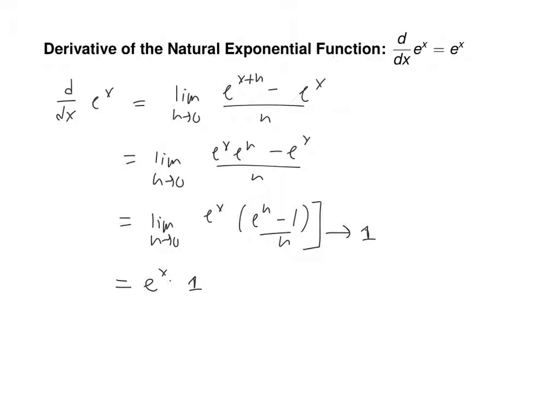So this is the only function that has this property. 2 to the x has a little bit different but slightly similar derivative. Okay, so it is its own derivative. The derivative of e to the x is just e to the x. So that's the one function that's special like that.